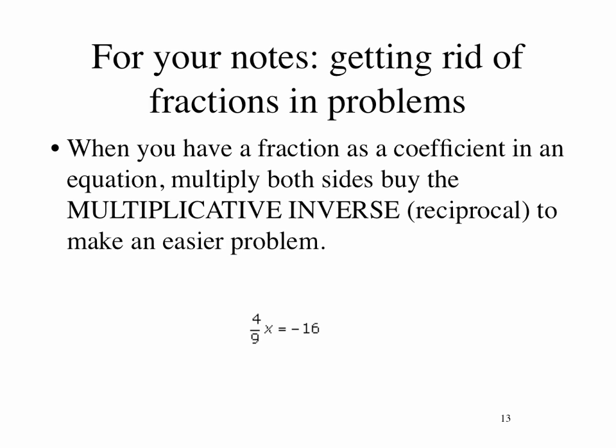Here's what I'd like you to put in your notes about how to do that. When you have a fraction as a coefficient, the coefficient means the number in front of the x, you can multiply both sides of that equation by the multiplicative inverse, that's the upside down of that coefficient, to make a much easier problem. So let's take the example below. 4/9 x equals negative 16. 4/9 is the coefficient in this case. It's the fraction that's in front of the x. If I multiply both sides of this equation by 9/4, that's the multiplicative inverse, I'm going to get a much easier problem.